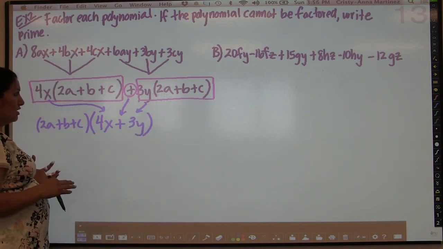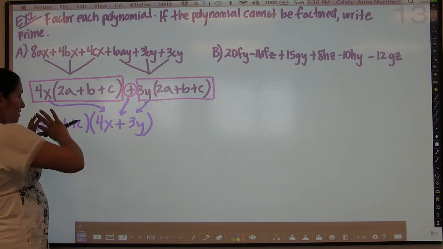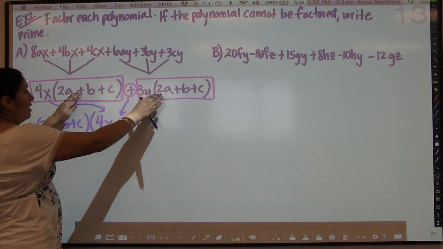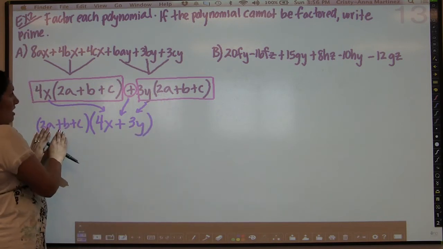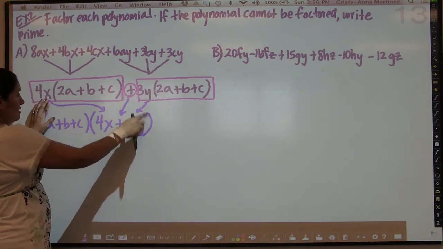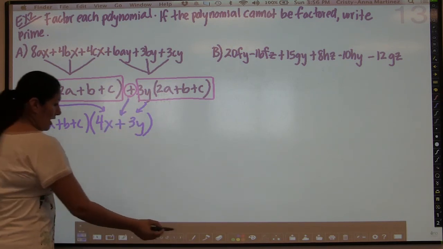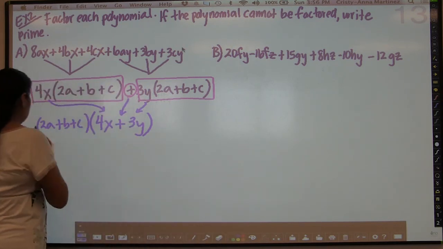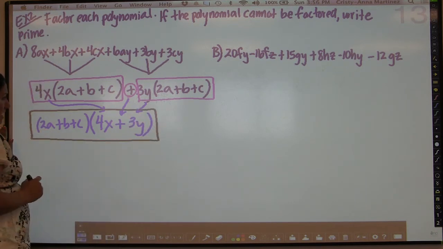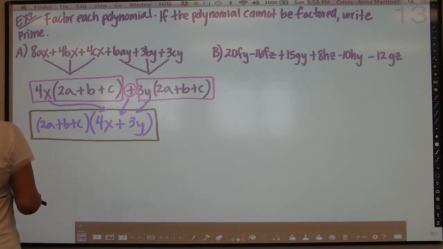So basically what you're looking for, when you've done your first grouping, is what do they have in common? That common thing comes out, and then whatever's left is what goes in the second set of parentheses, which is the 4x and the 3y in this case. So our answer right now is (2a plus b plus c) times (4x plus 3y). And that is how you do factoring by grouping.